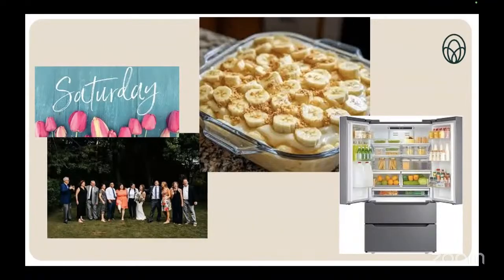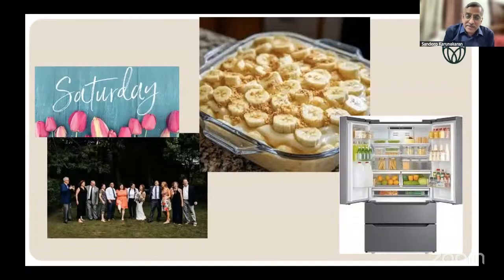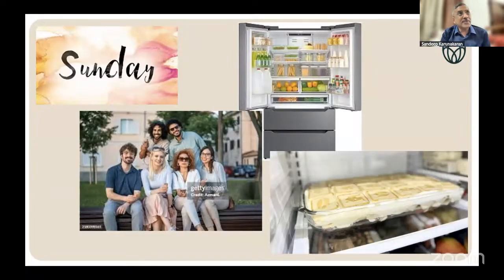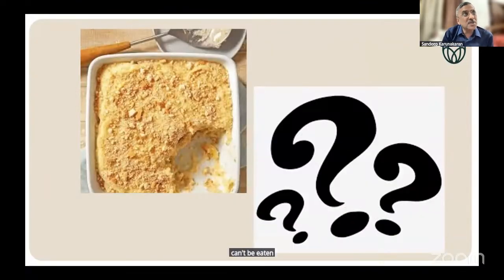Just assume that it's Saturday evening and on Sunday you're expecting a huge load of guests. You prepare a wonderful pudding, and puddings, as you know, can be prepared one day in advance. You put it in the refrigerator. On Sunday, unfortunately, only a few of them arrive. You open the refrigerator, get the pudding out, and serve it to the guests. Obviously, what is meant for 12 people can't be eaten by 6, so a lot of it is left behind. What do you do? You put it back into the refrigerator.